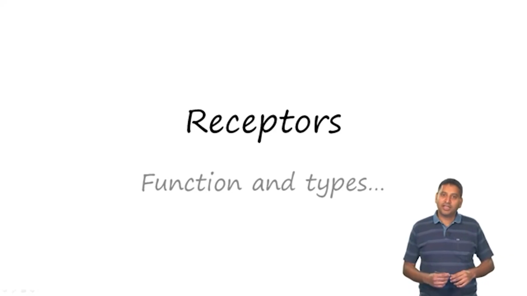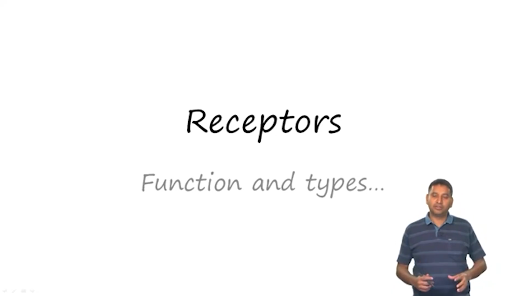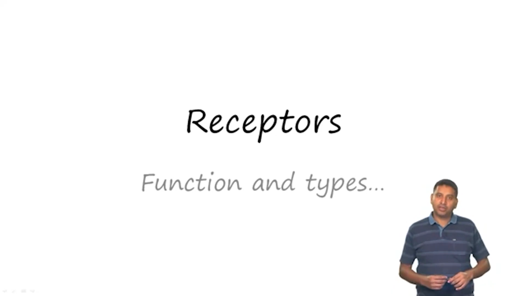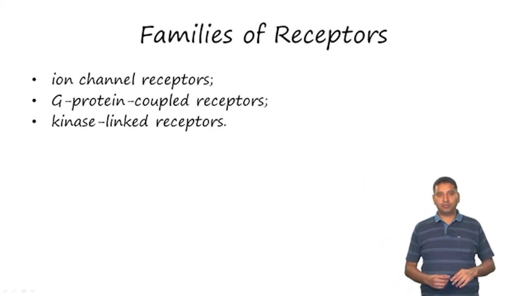Welcome back. In the last class, we looked at how receptors are very important for the body in transmitting signals. In today's lecture, we look at the various functions and types of receptors. So, there are three major families of receptors.